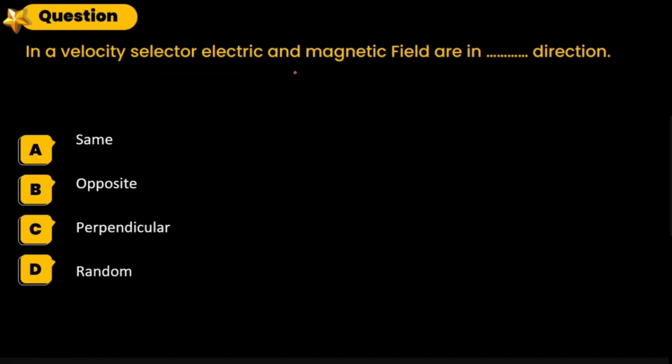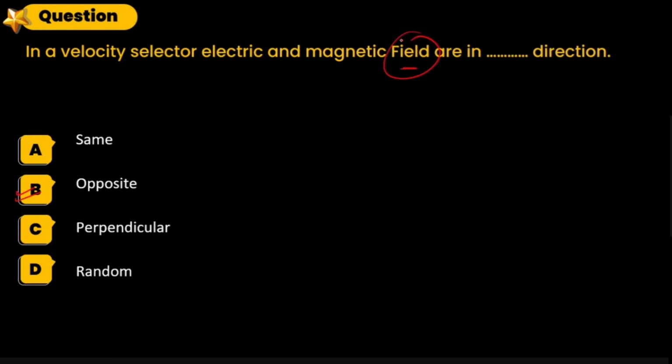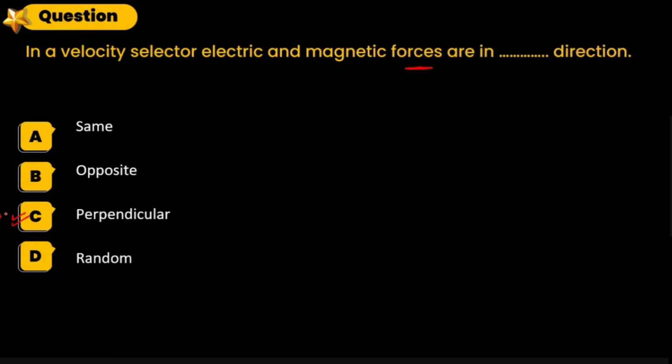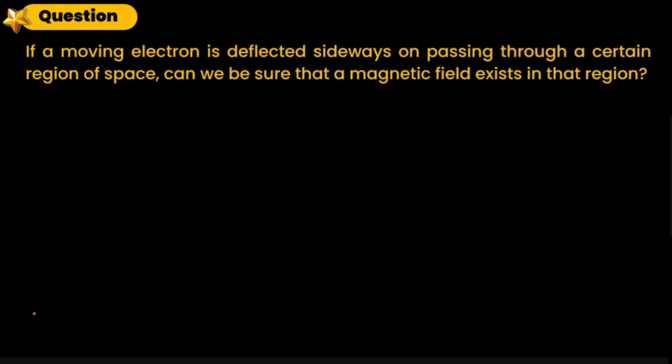In the velocity selector, electric and magnetic field are in... So force is different, field is different. They are in opposite direction. That is again a different thing. In the previous question, we talked about the force, but here we're talking about the field. So forces should be perpendicular, whereas the fields should be opposite, or you can say anti-parallel. So that is important to understand. This is something you can try once you go through the recordings, and that will make it easier to revise all these things.